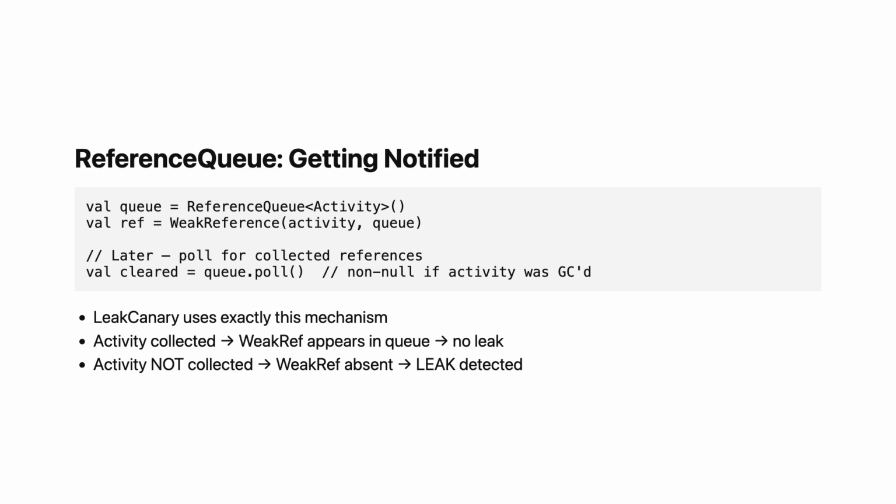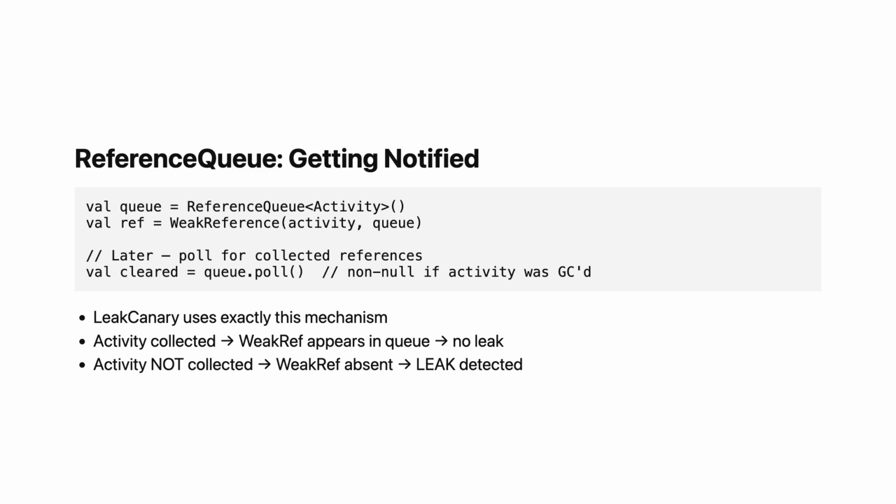LeakCanary uses this exact mechanism. It creates a WeakReference to a destroyed activity with a ReferenceQueue. If the activity is properly collected, the WeakReference appears in the queue. If it does not appear, the activity was not collected. LeakCanary knows there is a leak.